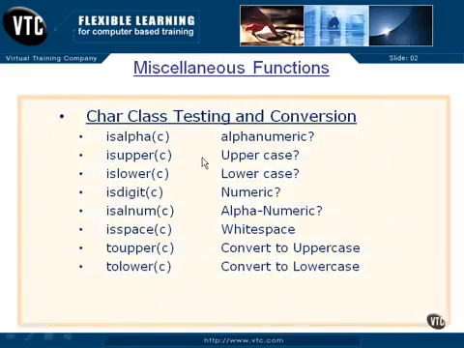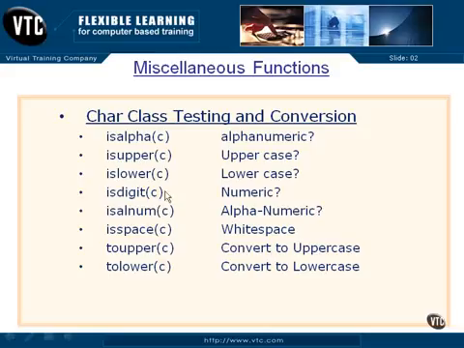Here's some character class testing and conversion. We've already used one of these, tolower, in our lower program earlier, where we converted to lowercase. But these are all tests, and they return 0 for false, or a positive value for true. True and false, just like we had before, non-zero and 0 for false. These are all characters. We can test a single character to see if it is alphabetic by calling isalpha. We can test to see if it's an uppercase character by isupper, which will return true if it is and 0 if it is not.